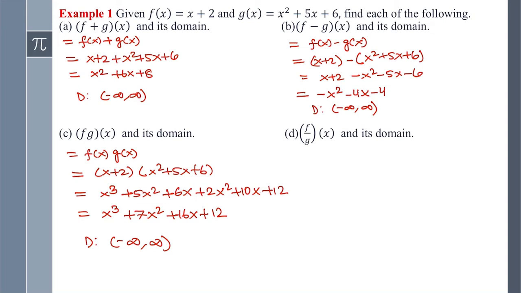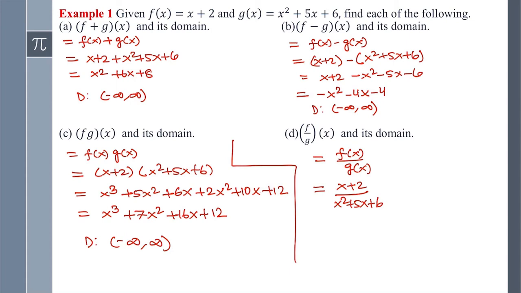Now let's go ahead and find the quotient of those two functions. So f over g of x equals f of x divided by g of x, and f of x is x plus 2 divided by x squared plus 5x plus 6. One important thing when you're finding the domain of this function, in any case, is that we have to find the domain before we simplify. We can factor and probably cancel out things, so we can simplify this one, but we need to find the domain before we simplify.